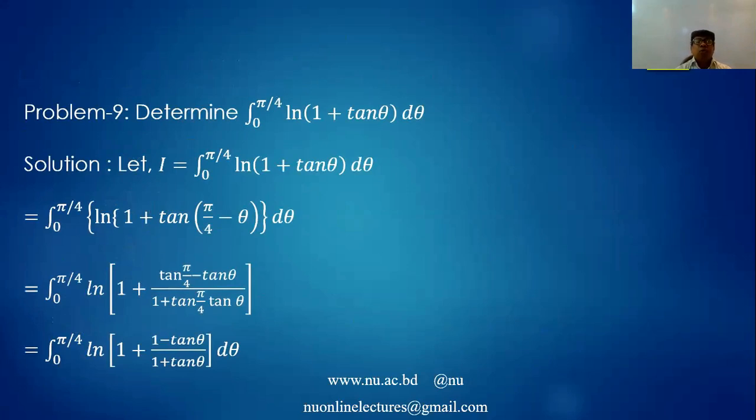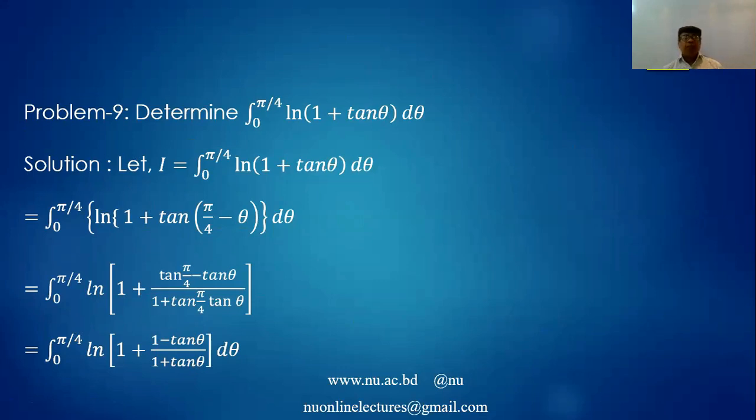Now, problem number 9. Determine the integral from 0 to pi by 4 of ln(1 plus tan theta) d theta. Let this be I. Now, the integral from 0 to pi by 4 of ln(1 plus tan(pi by 4 minus theta)), according to property number 4. Here you have to apply tan a minus b: tan a minus tan b divided by 1 plus tan a tan b. Tan pi by 4 is 1. So it is (1 minus tan theta) divided by (1 plus tan theta), d theta.